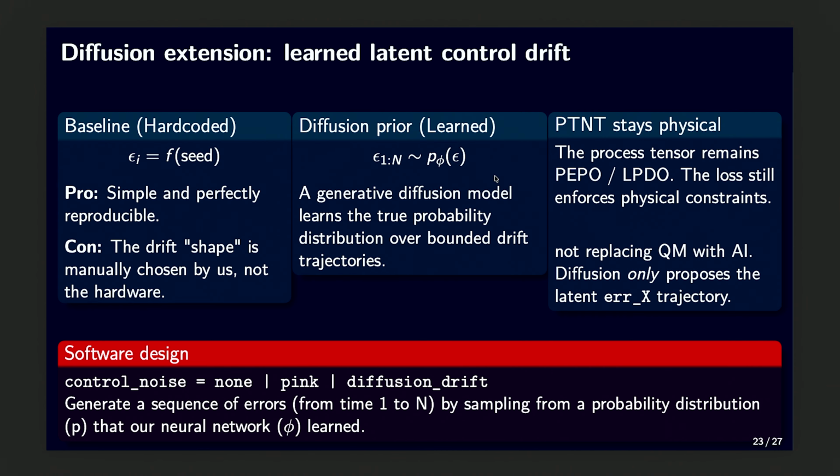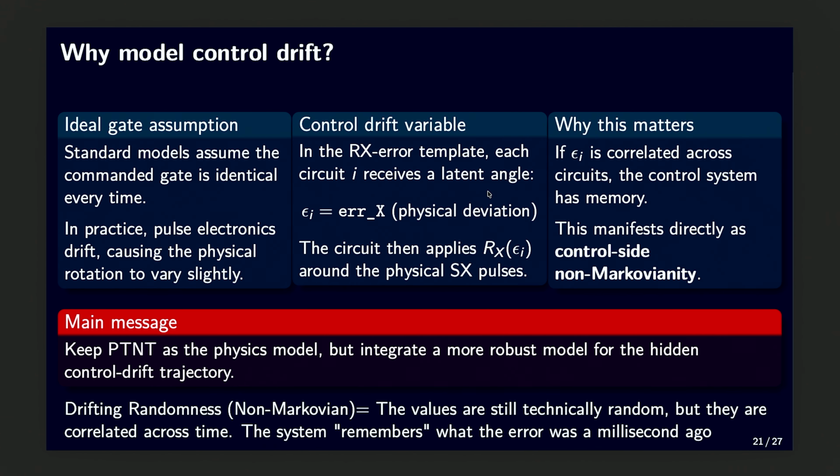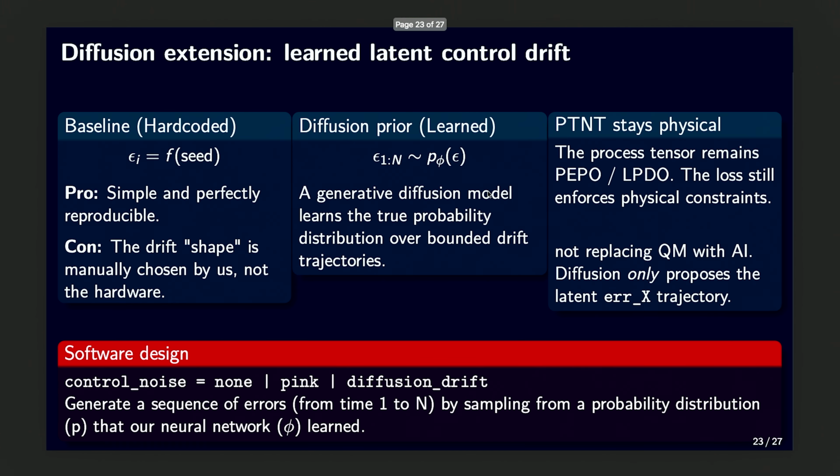I was generating a sequence of errors, from time 1 to n, by sampling from a probability distribution that our neural network learns. This is really safe because we are not changing any tensor network; we are just changing the latent angle that I mentioned. So the quantum mechanics stay the same, and I'm not destroying anything.